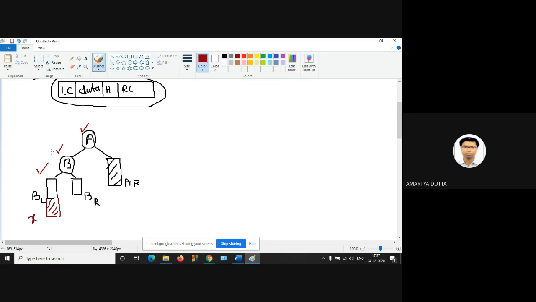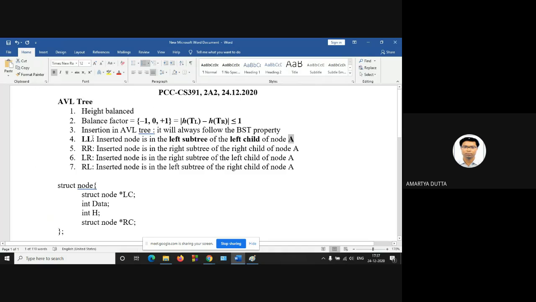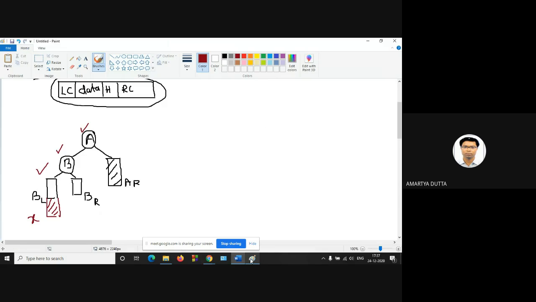So it is the LL rotation. LL means insert, always scan from right to left. Insert your node at the left subtree of the left child. So this is the scenario. Is it clear? X is inserted at the BL. Now we have to rotate. This is the LL rotation, a clockwise rotation.